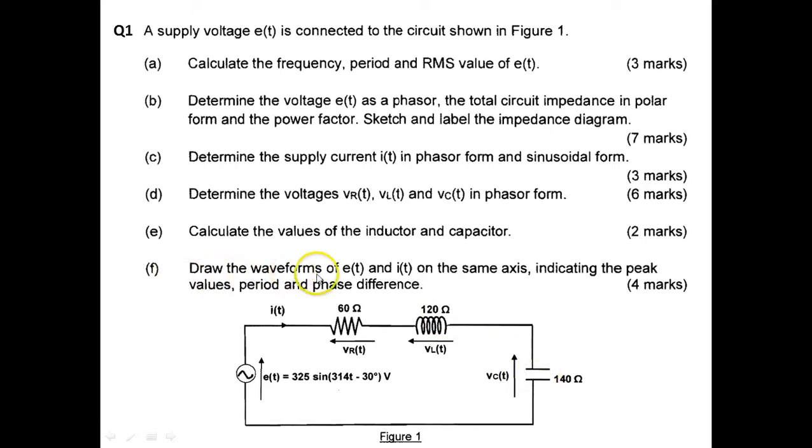Part F wants us to draw the waveform of e(t), the input voltage, and i(t), the incoming current, on the same axis, indicating the peak values, the period, and the phase difference.